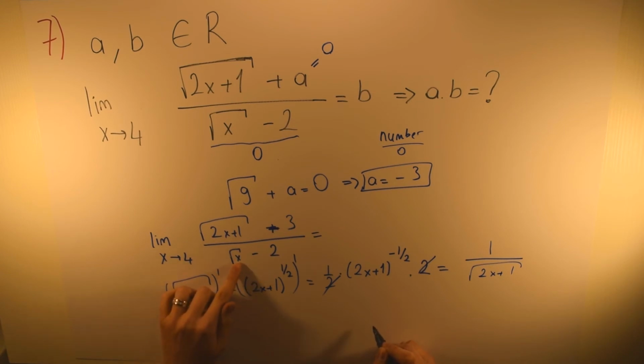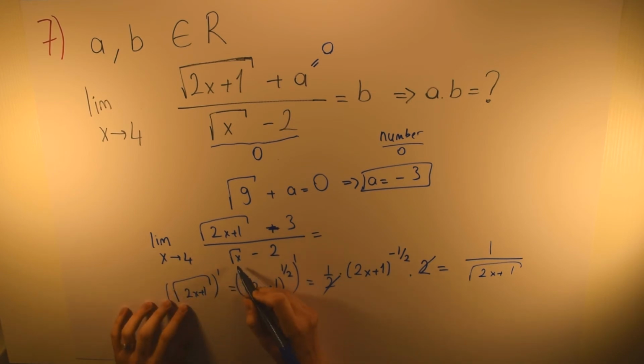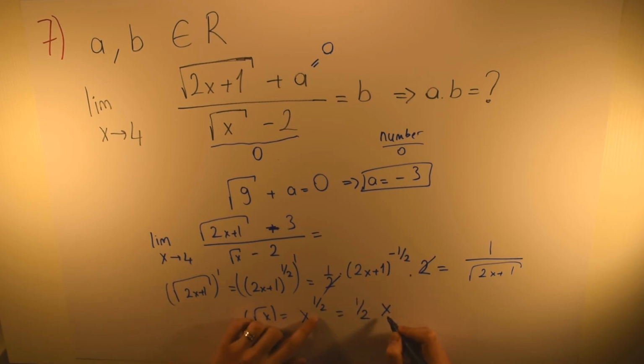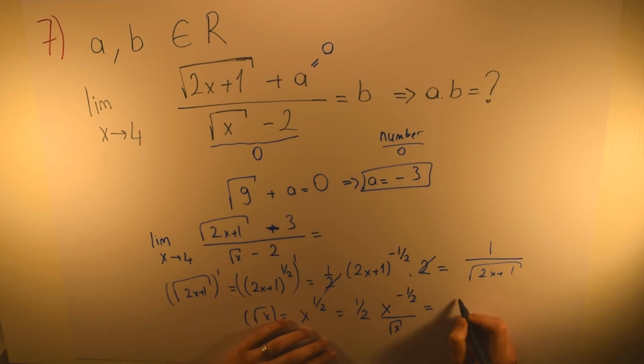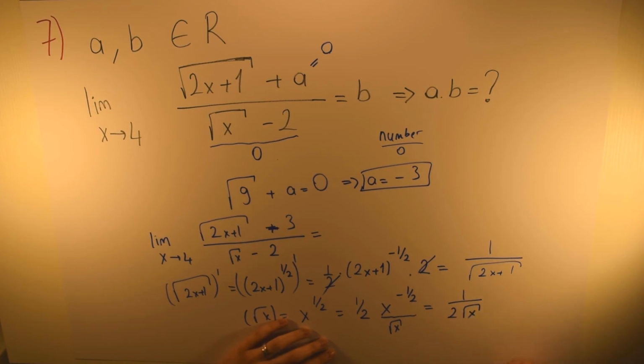Okay, so let's do this one. This is square root of x. So square root of x, I can write this as x to the power of 1 over 2. So I will put this 1 over 2 in front of x. So it's 1 over 2 x to the power of minus 1 over 2, right? So this is also equal to square root of x. So from here we will get 1 over 2 square root of x.